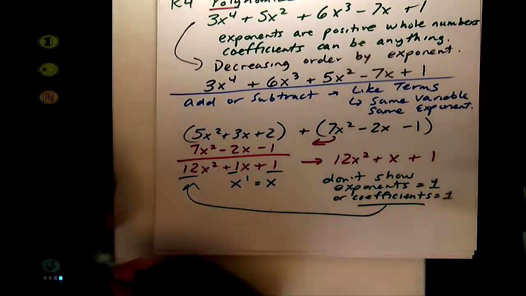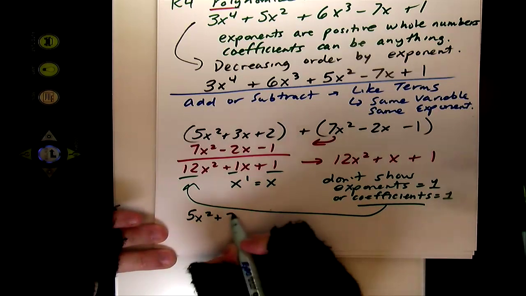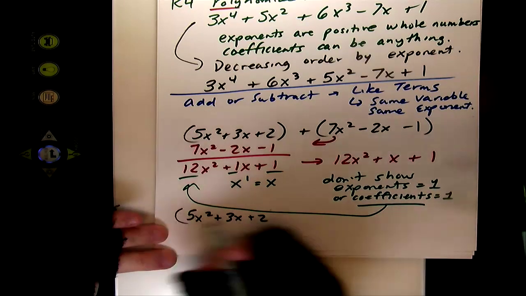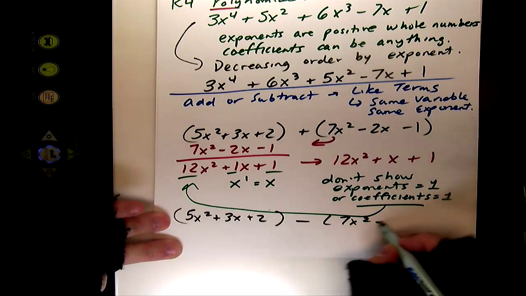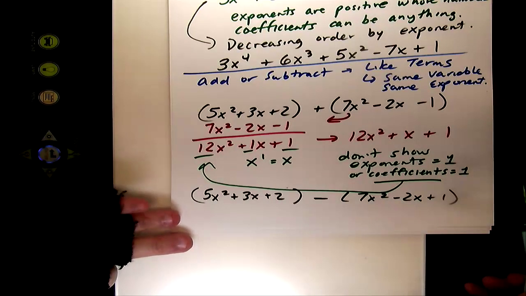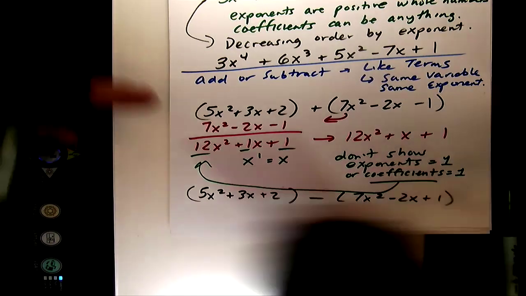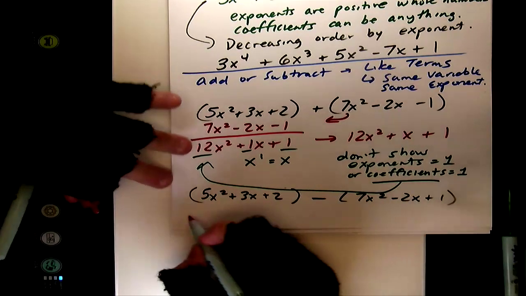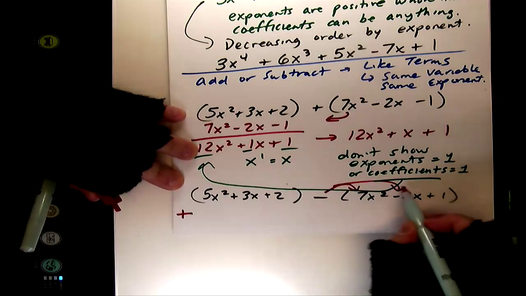Subtraction works the same way. But you have to remember to subtract everything in the second group. I'm going to do the same thing and just change those symbols. One way to do this is if you stack them vertically, switch this to a plus by distributing the negative to everything inside.